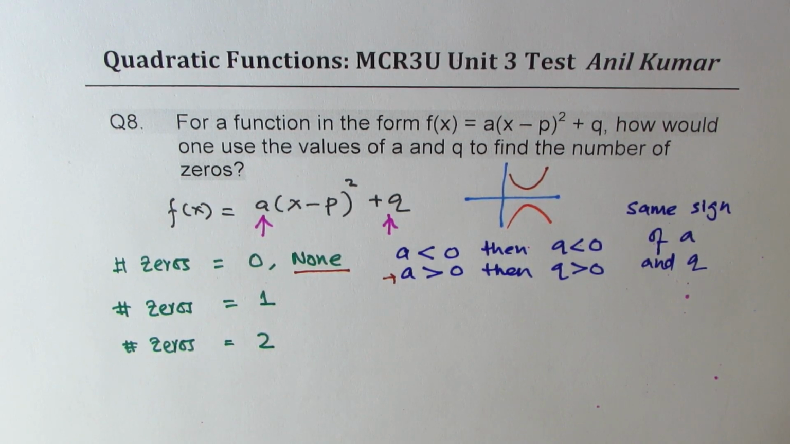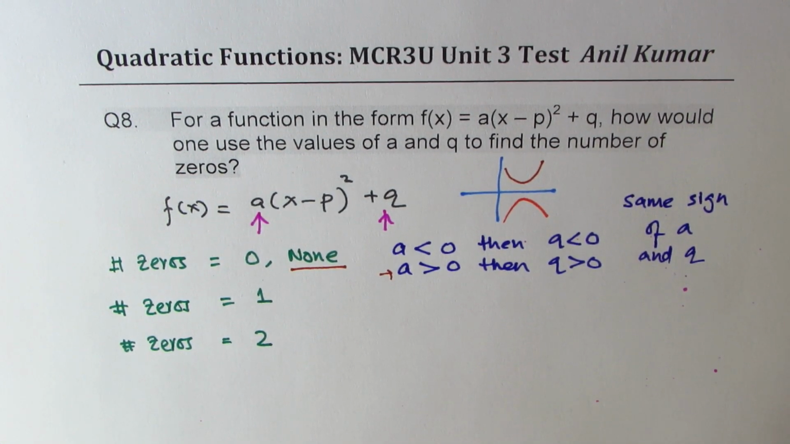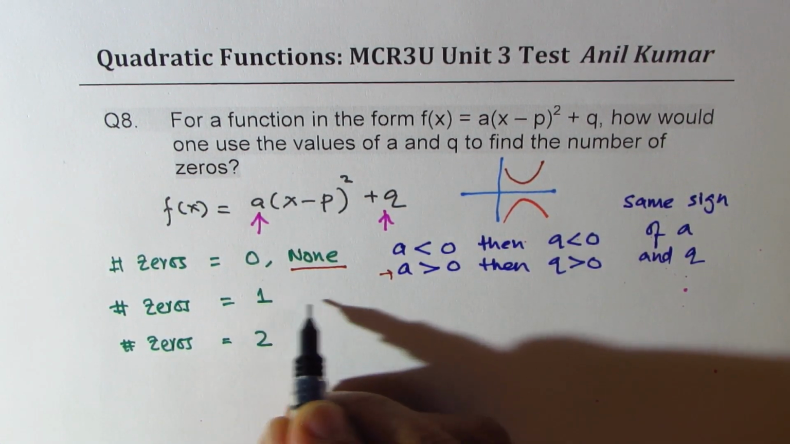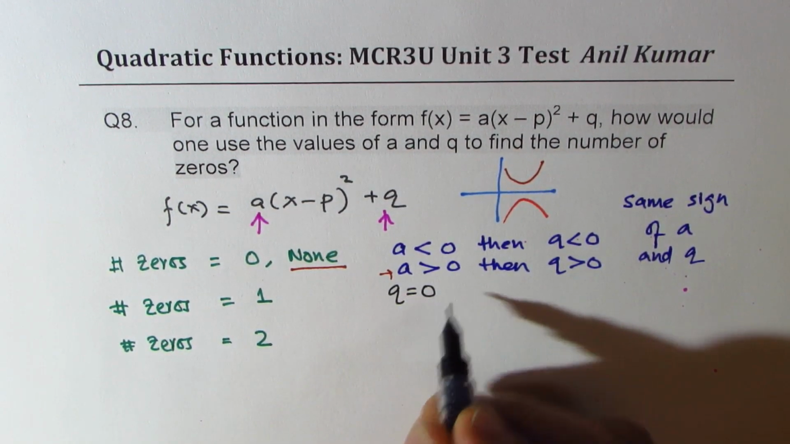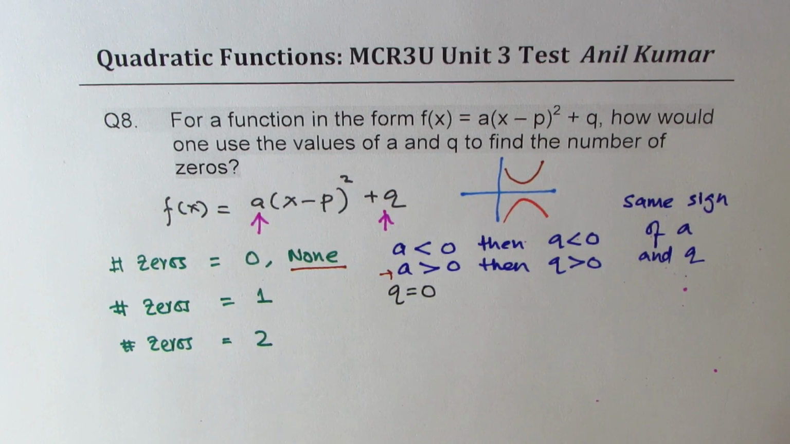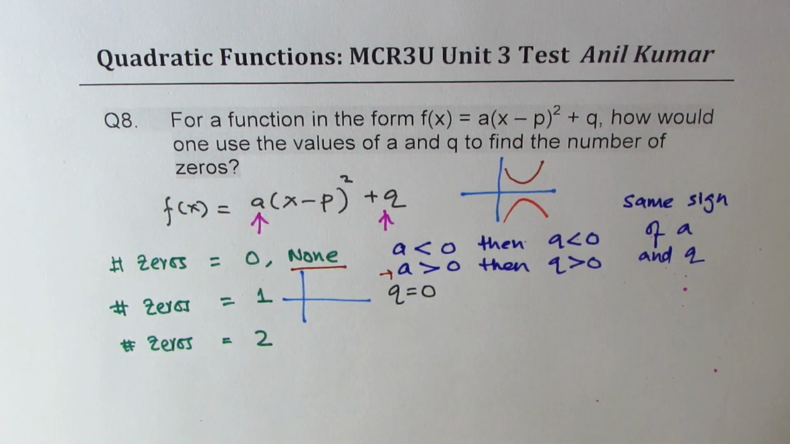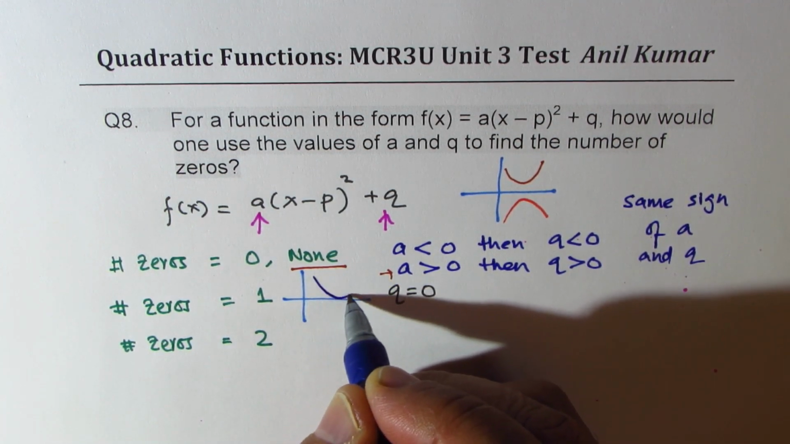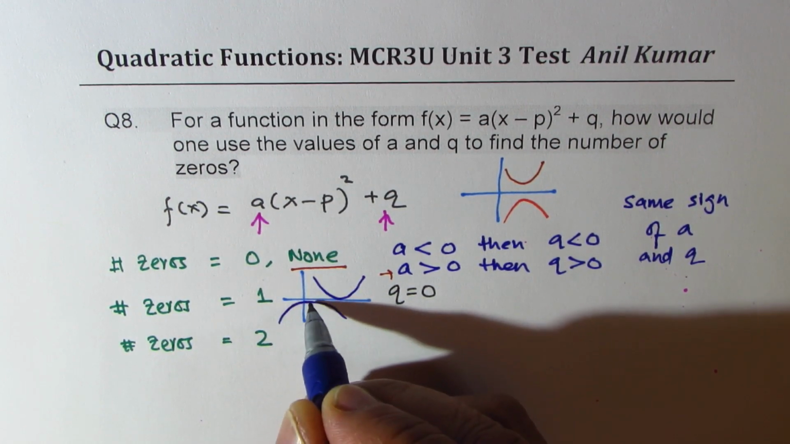Now in the second case, when we want only one zero, in this case Q equals 0. A could be anything, but if Q equals 0, we have a parabola with a vertex on the x-axis, right? So either it could be like this if A is positive, or it could be like this if A is negative, right?